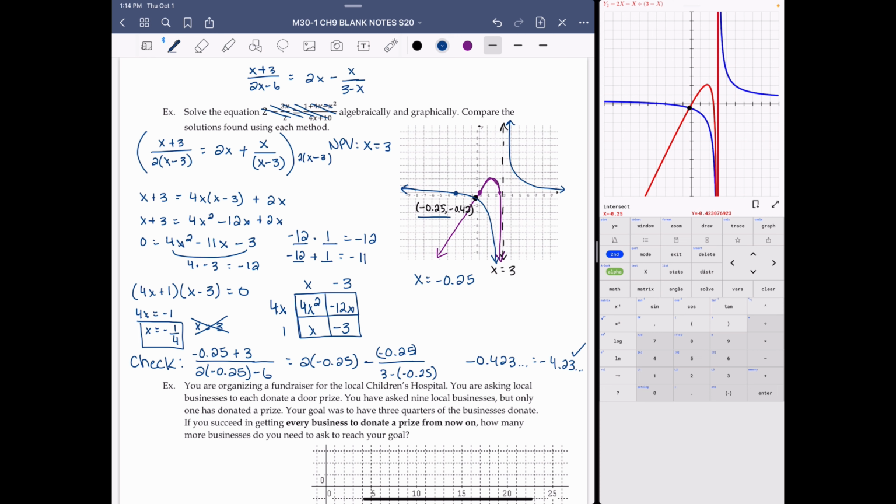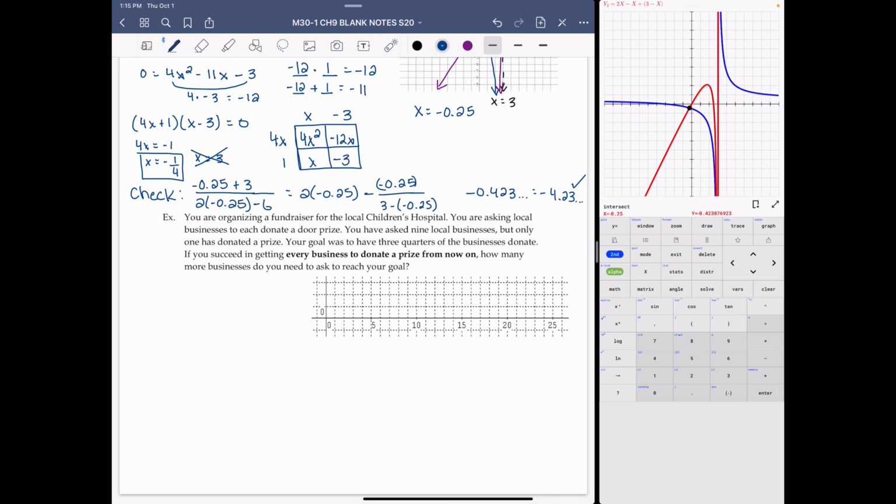Last example, you are organizing a fundraiser for the local children's hospital. You are asking local businesses to each donate a door prize. You have asked 9 businesses, but only 1 has donated a prize. Your goal was to have 3/4 of the businesses donate. If you succeed in getting every business to donate a prize from now on, how many more businesses do you need to ask to reach your goal?